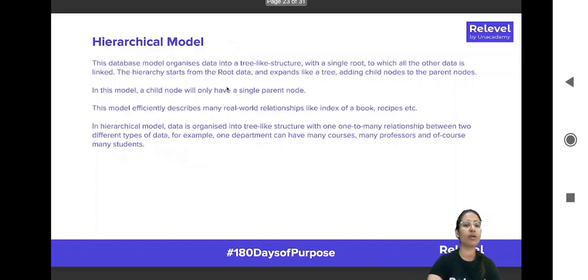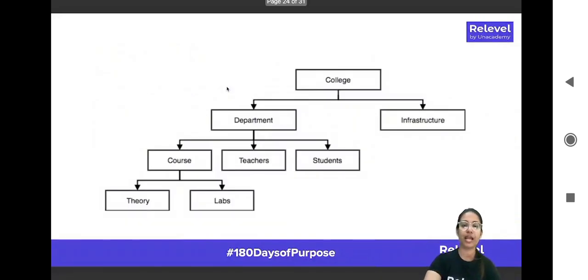The hierarchical model is basically a tree-like structure. We have a root and a parent-child relationship. Every child has a single parent and a parent can have multiple children. And the diagram over here explains it well. We start with the college. We have 2 parts in it, a department and an infrastructure. The department can have further 3 parts: courses, teachers, and students, right? And then the courses are also further divided.